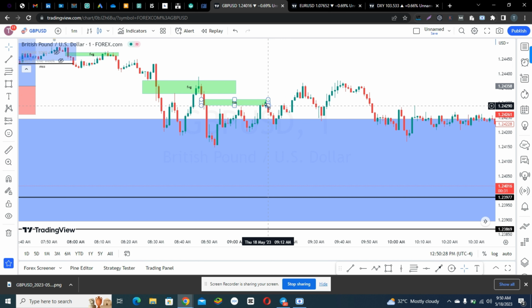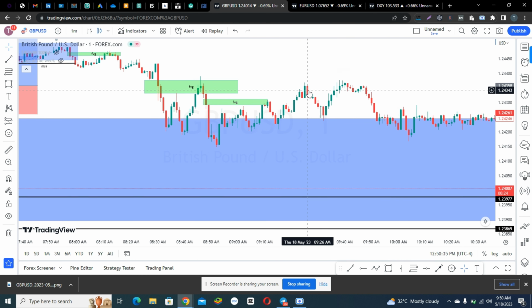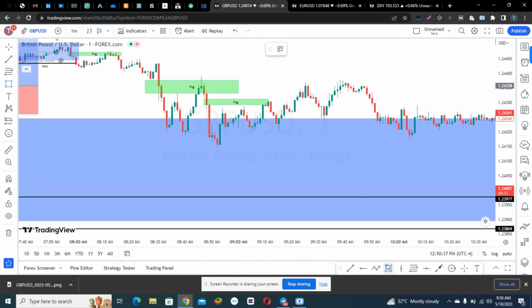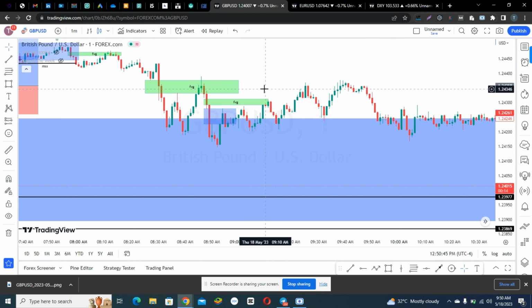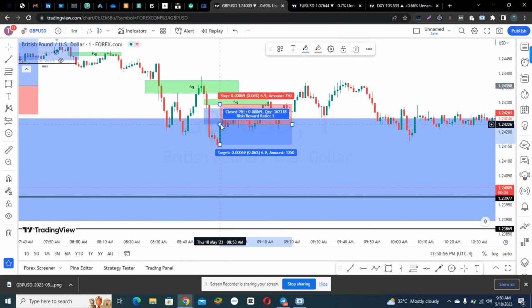And once price came here, I took the sell. No, no, this is not where I took the sell. Look at the fair value gap that I marked out actually. It was this one. I marked out this fair value gap because I thought it's not going to come up to this side. So once price came back here on this candle right here, I went short. So this is where I went short.